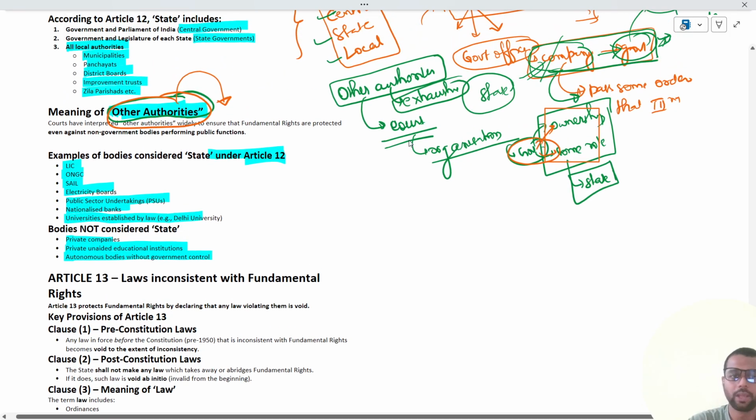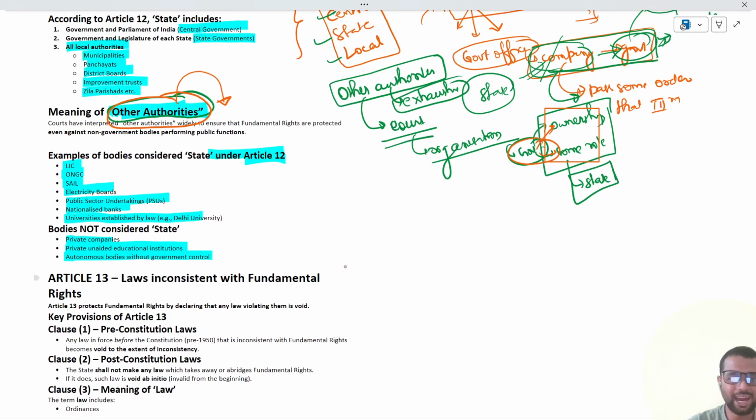Let us move to Article number 13 and let us now clarify the confusion regarding the order passed by the company. So before that, let us discuss Article 13, Clause 1 and Clause 2. In Clause 1, we can classify the laws into two major categories. One, the law that were passed before 1950, that is the law of the colonial era.